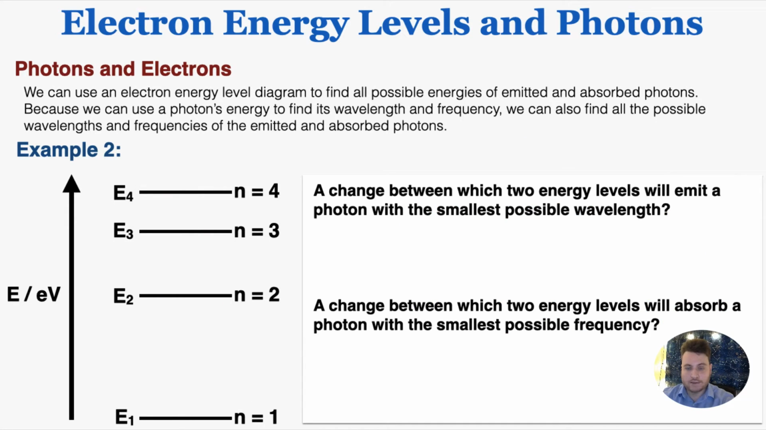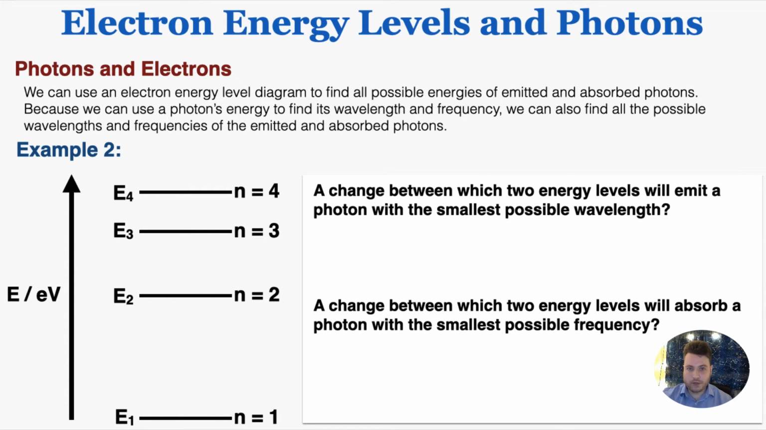Example number 2 asks 2 questions: a change between which 2 energy levels will emit a photon with the smallest possible wavelength, and which change will absorb a photon with the smallest possible frequency. You'll notice here that the energy levels are not written as numbers. It's just variables E1, E2, E3, and E4. So we can't just find all the wavelengths and frequencies and get the answer. We need another way of understanding this.